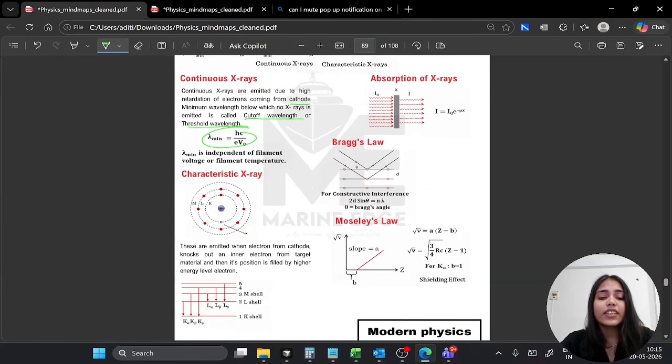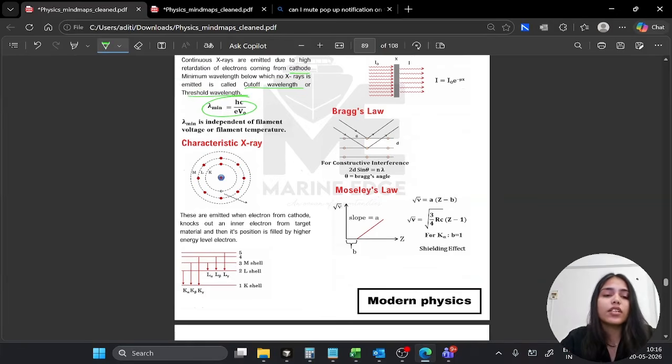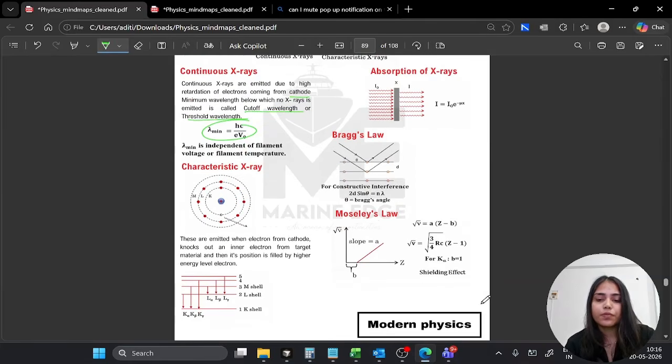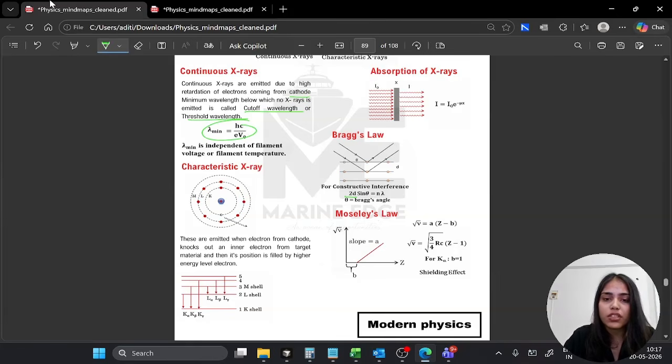Next, what are characteristic X-rays? These are emitted when electrons from the cathode knock out an inner electron from the target material, and its position is filled by an electron from a higher energy level. So these are the characteristic X-rays. Now, moving forward, we have Bragg's law that shows the constructive interference that will be formed because of these particles' emission. The formula is 2d sin theta is equal to n lambda. For constructive interference, we always require n lambda.